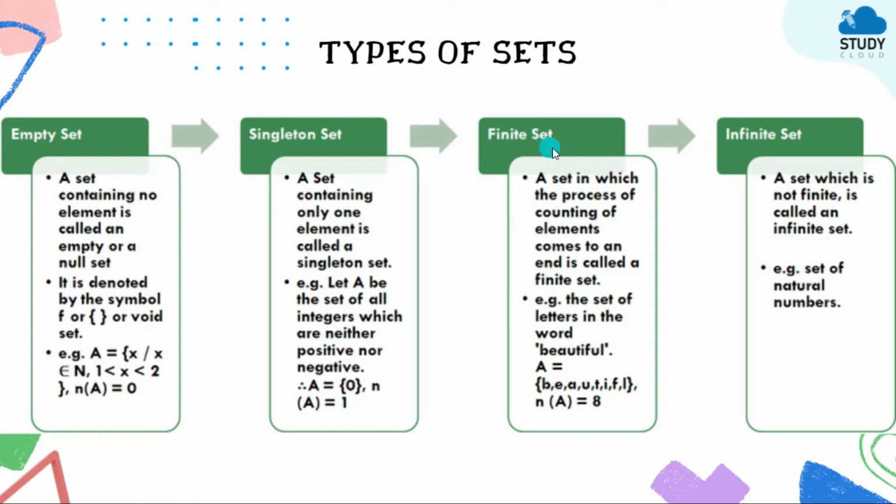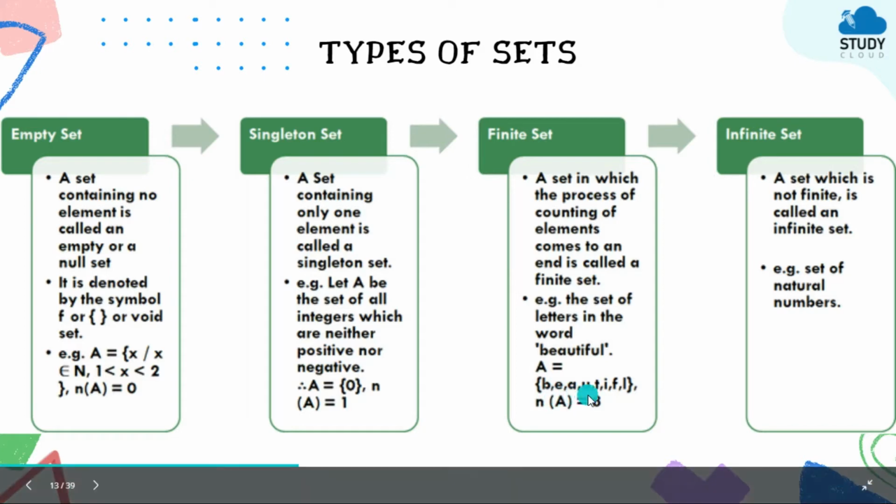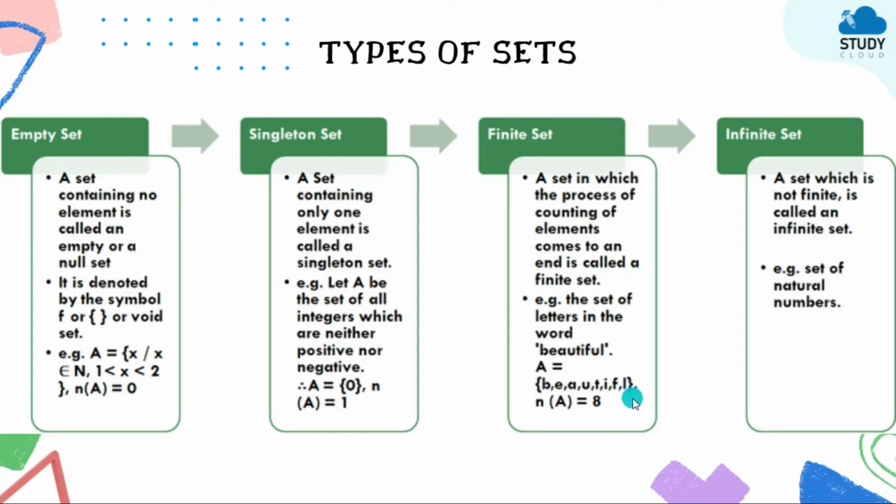Then there is finite set. Finite set means which we can count and which can come to an end. For example, the set of letters in the word beautiful. So write all the letters which are contained here: B is there, E, A, U, I, T, then F, L. So don't write U again and again, because U comes two times here, so write it only one time.